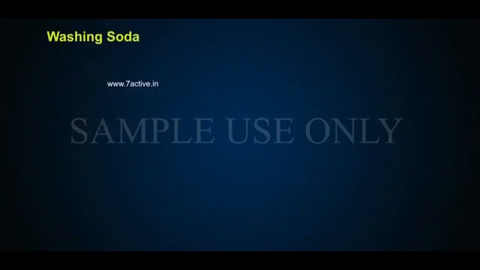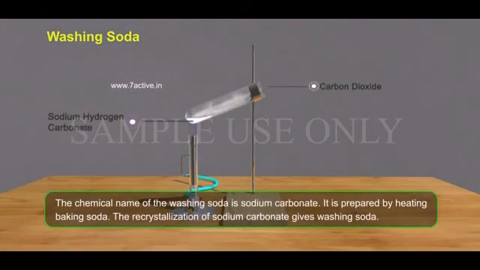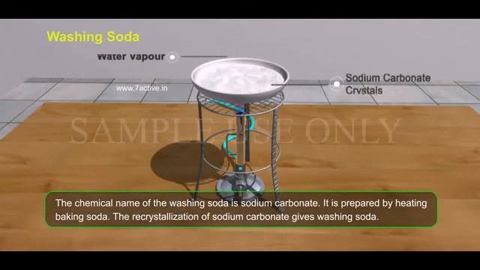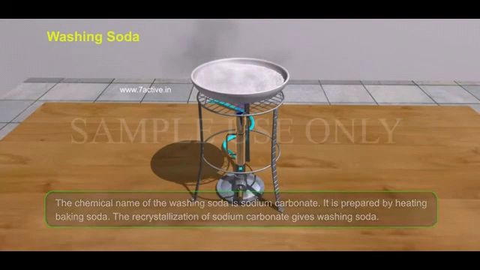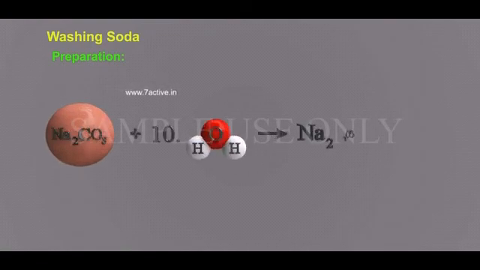Washing soda. Preparation. The chemical name of washing soda is sodium carbonate. It is prepared by heating baking soda. The recrystallization of sodium carbonate gives washing soda. Na2CO3 plus 10H2O gives Na2CO3.10H2O.